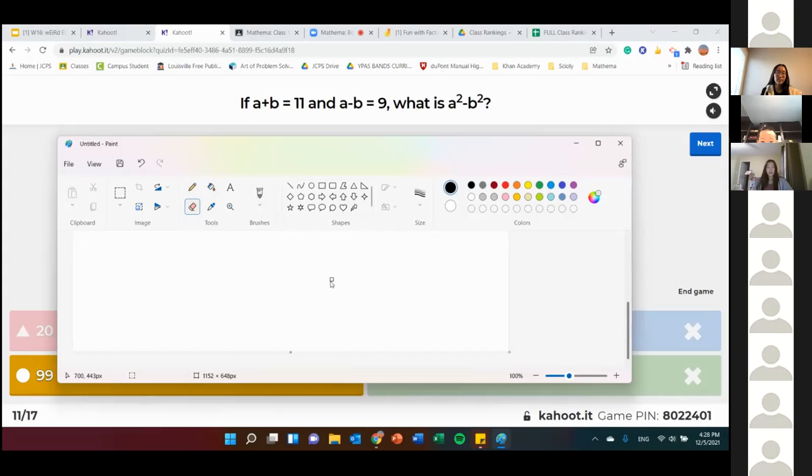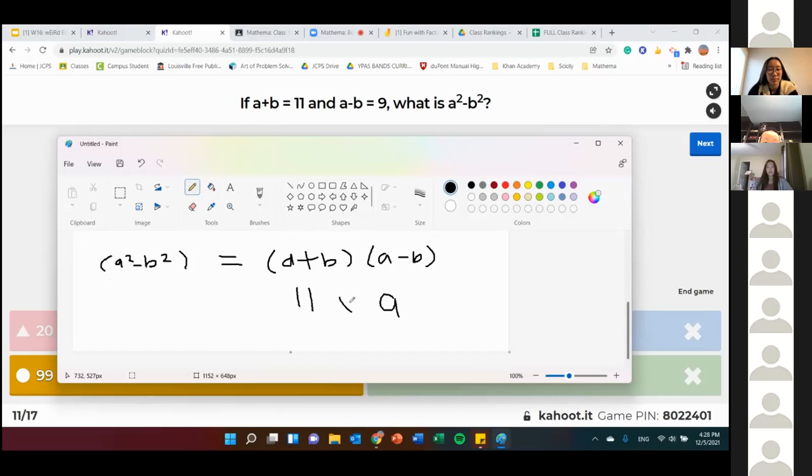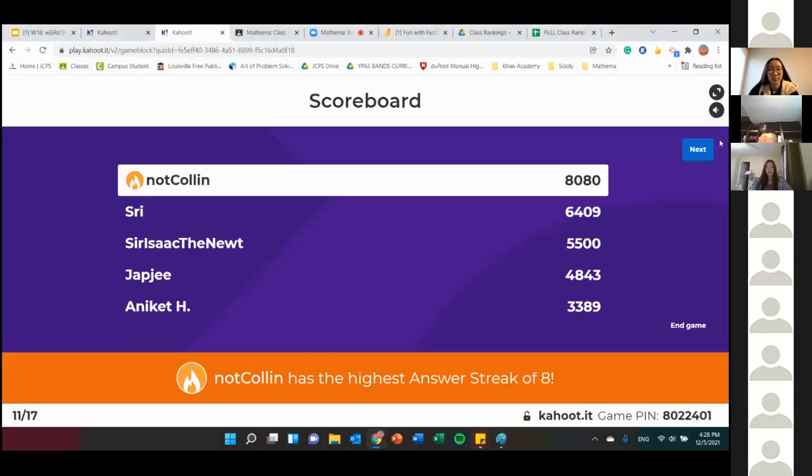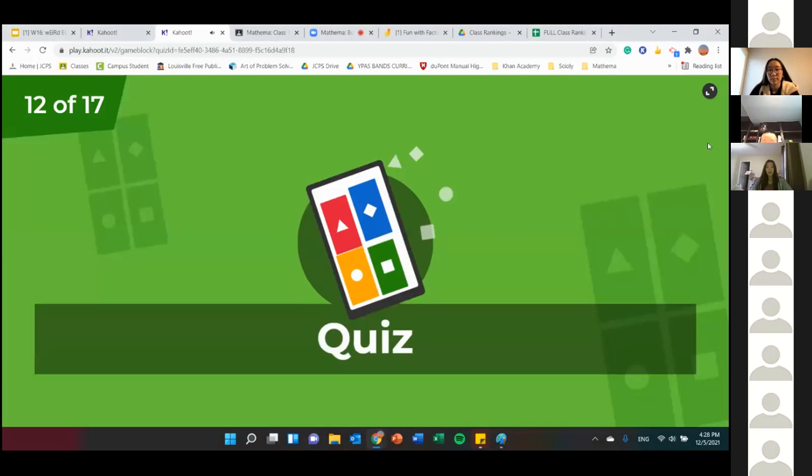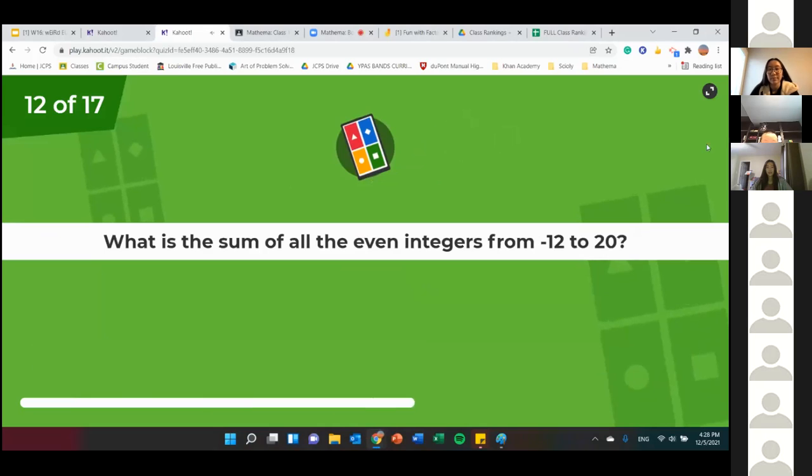Okay, so we know, wait, oh yeah, okay, so a squared minus b squared equals a plus b times a minus b. So I just plugged that in, 11, 9, multiply, bam, just 99. Right.